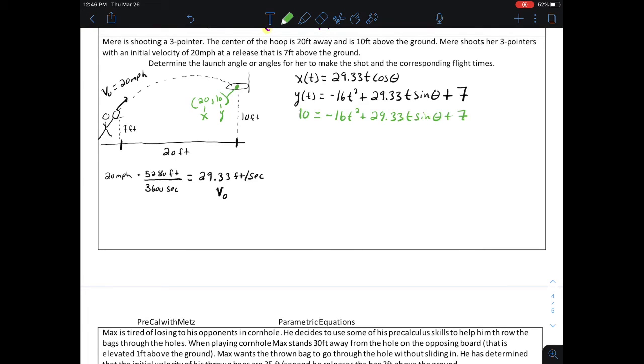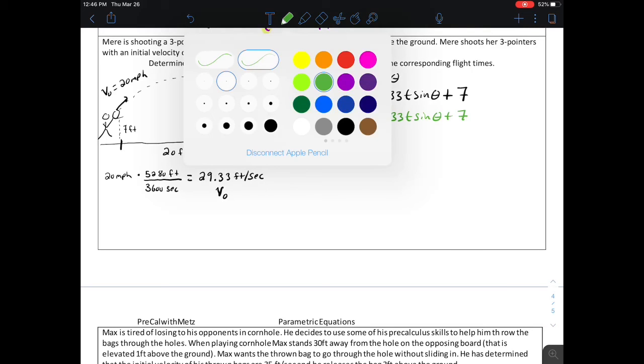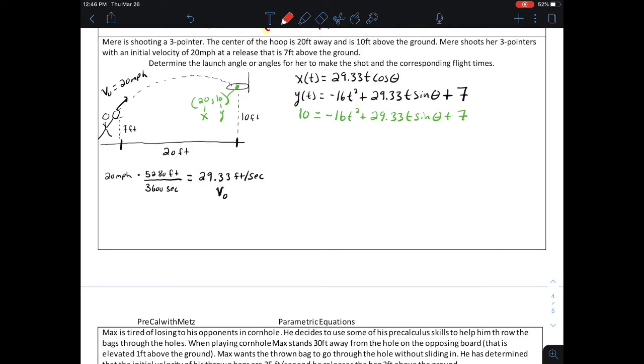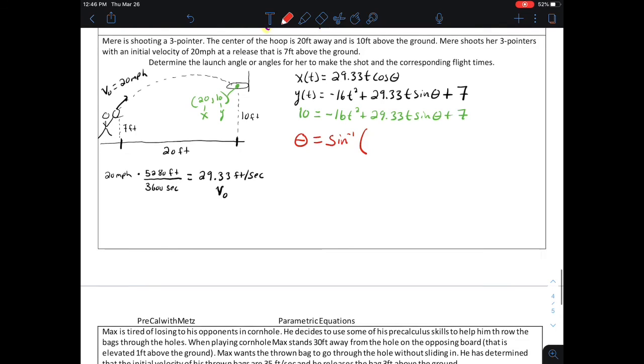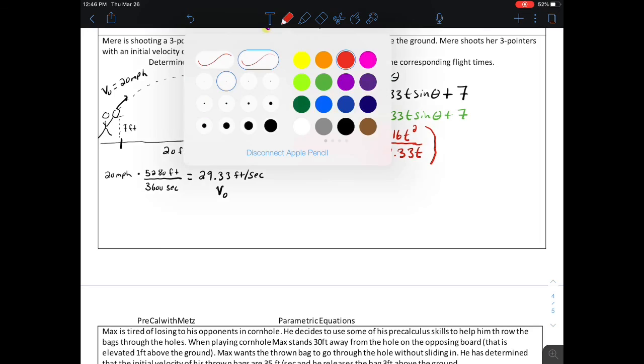And then I'm going to take that equation and rewrite it as theta equals. Let me change colors. So after I do that, theta is going to equal the inverse sine of, subtract the 7, so that makes 3, add the 16t squared, over, divide by 29.33t. And so this will give me my theta if I knew what t's were. Well, we're going to take that equation, plug it into our x equation and graph.